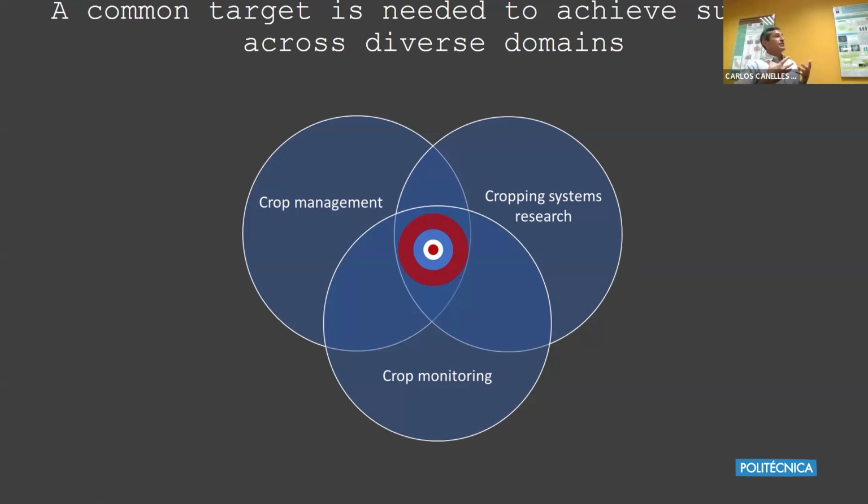If you're in a crop monitoring situation, nitrogen use efficiency to you probably means something at a really large scale, at a watershed scale, or at a state scale, or at a national scale. And so those budgets are based on very different spatial and temporal scales. And so they mean different things to different people.